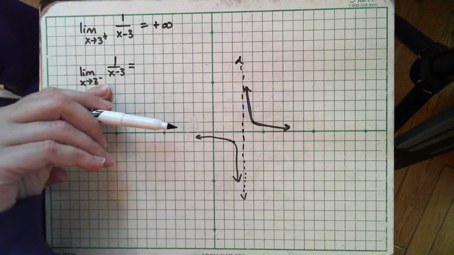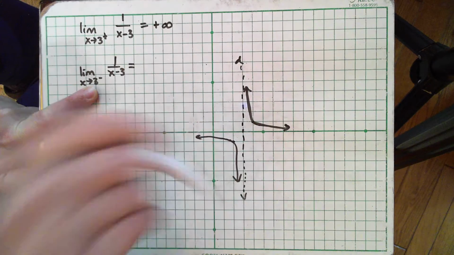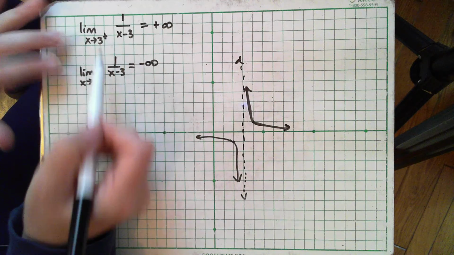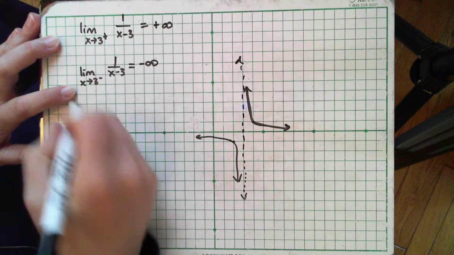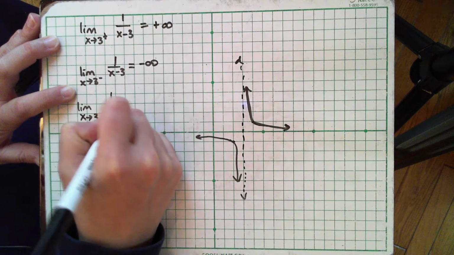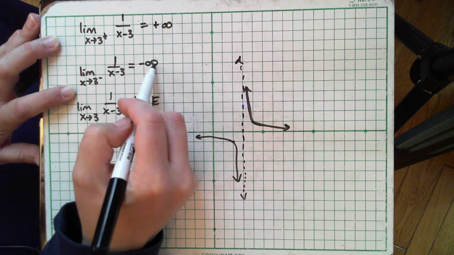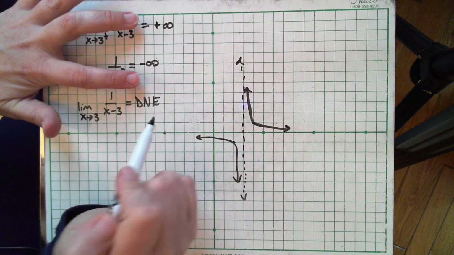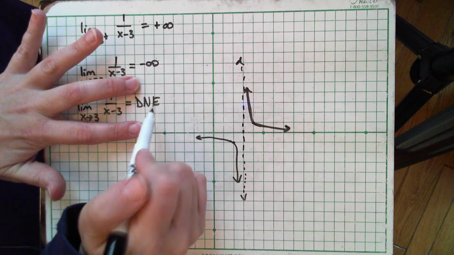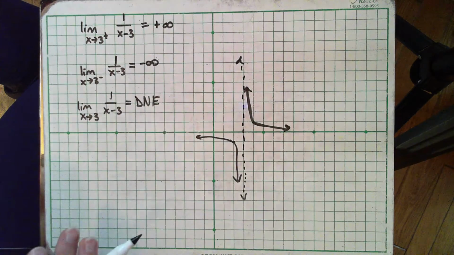If I trace the graph going from the left side, from the negative side, it's going down toward negative infinity. So those are my limits for the right-hand side and the left-hand side. There is no general limit as x approaches 3 of this function because these do not agree. If they were both positive infinity or if they were both negative infinity, then you could say that it's positive or negative infinity. But because these do not agree, we cannot say that.